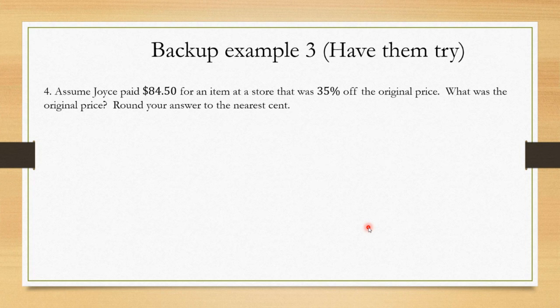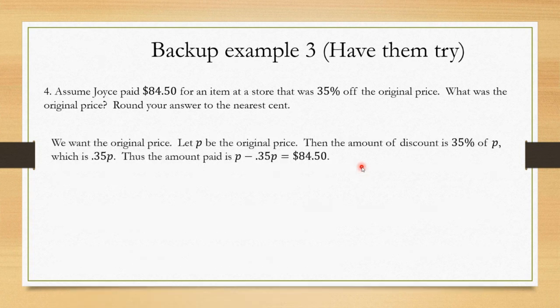Actually, let's just do this together. So what are they saying? They're telling you that the $84.50 is how much they paid, and that's already 35% off of the original price. 35% off of what? Well, that's what we've got to figure out. We want to know what the original price was. We don't know what that is. That's what we're looking for. So I'm going to call it P. You could call it X if you want. I just called it P.